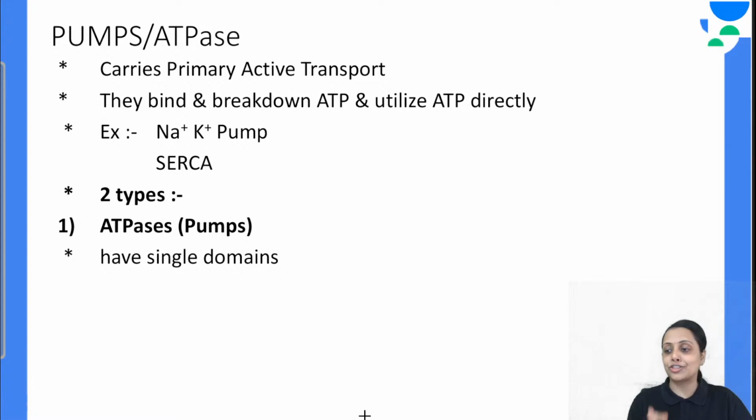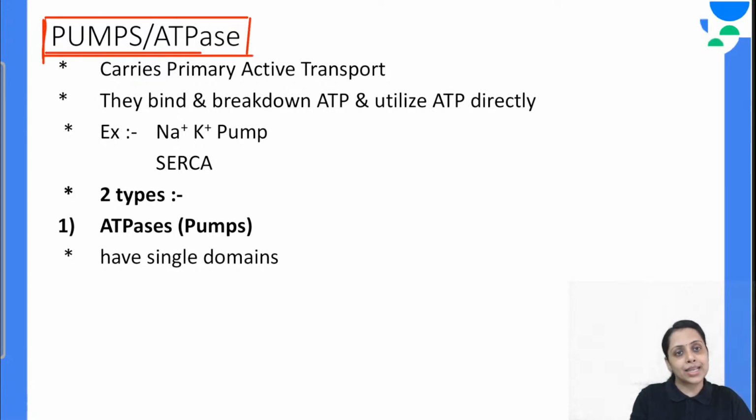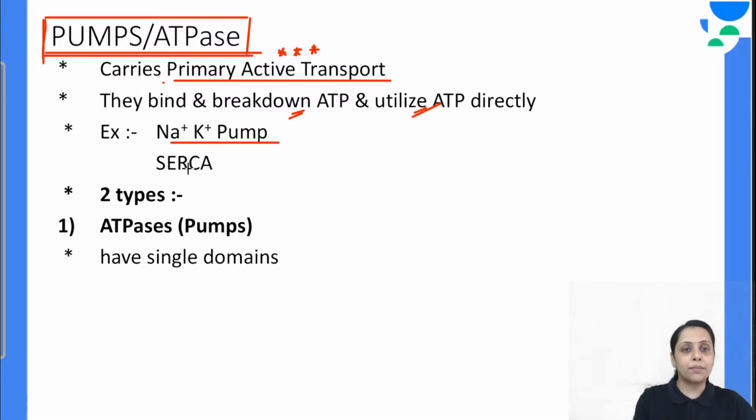So moving further, the last transport protein present in our cell membrane is the pump. They are also known as ATPase. This pump is characteristically required for primary active transport. How does this pump work? ATP binding is there, ATP breakdown is there, and that energy is directly utilized by this pump. For example, we have the sodium potassium pump and the SERCA pump. Is this clear with everyone?